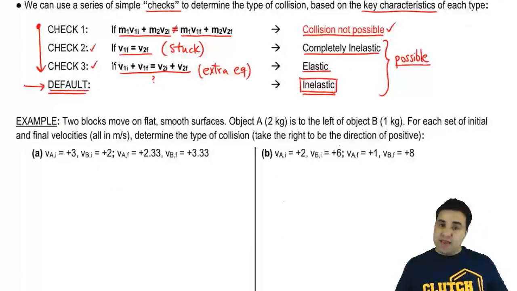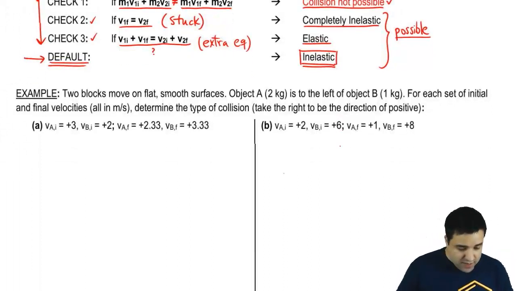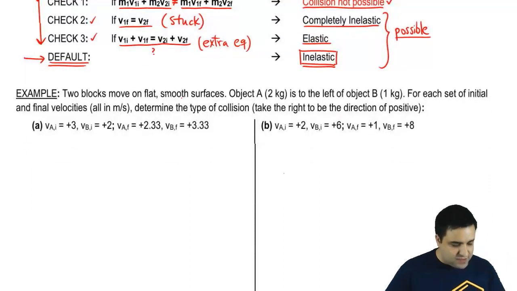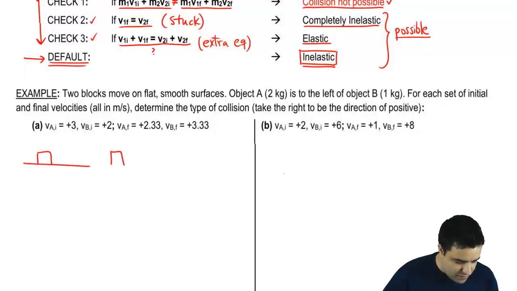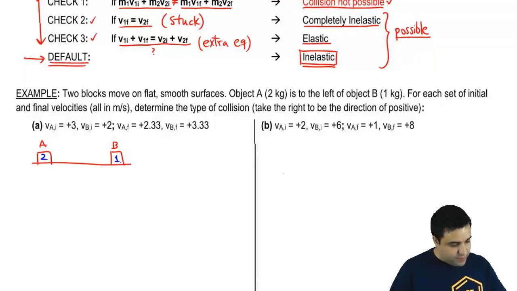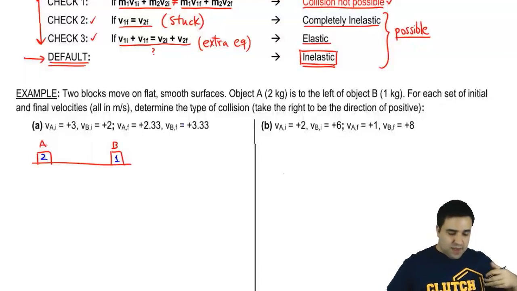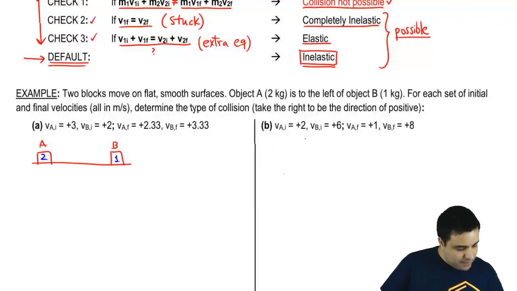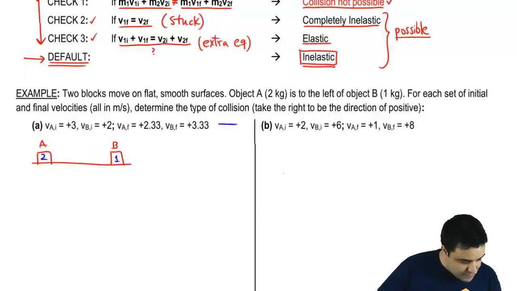All right, so I'm going to do an example and then I have a practice problem for you guys to try. So here I have two blocks moving on flat, smooth surfaces. So flat and smooth means it is like this and there is no friction, okay? So, object A is to the left of object B. Object A has mass 2 kilograms, B has mass 1 kilogram. For each set of initial and final velocities, I'm going to give you initial and final velocities, and I want you to tell me what type of collision this is. And we're going to say that going to the right is the direction of positive for both of these problems, okay?